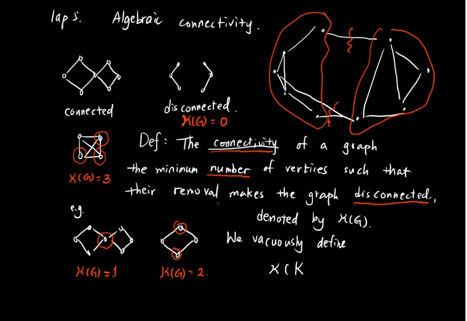So Kn is the complete graph on n vertices, and the connectivity of this graph is n-1. We take out all the vertices until there is only one vertex left. So it doesn't make sense. It is just vacuously defined this way. Okay.